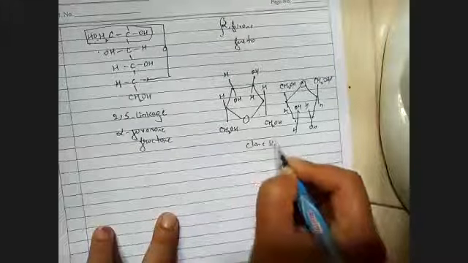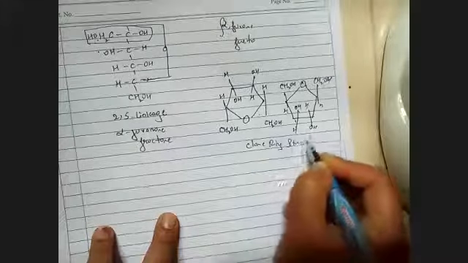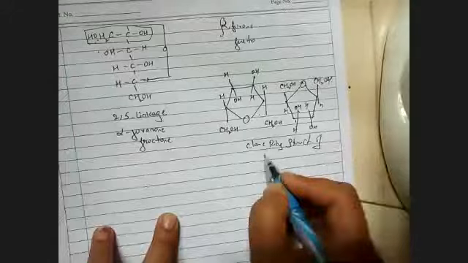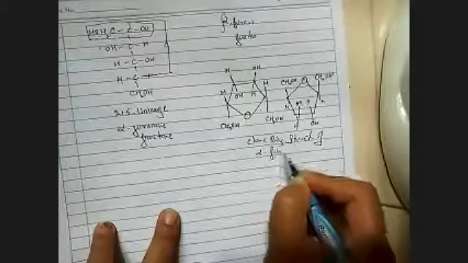Okay. These two are the closed ring structure of alpha fructose. Both are the same. Are you writing the beta structures?